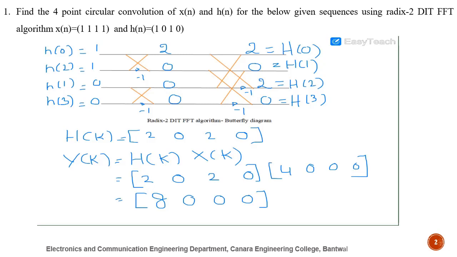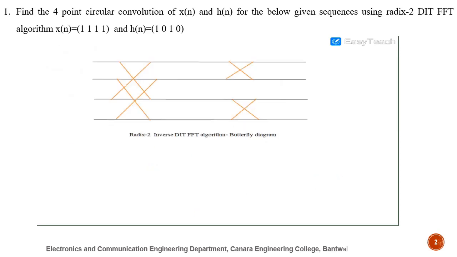Let me write the inverse DIT FFT butterfly diagram. So here I have the inverse DIT FFT butterfly diagram. So here I have Y of 0, no decimation. So Y of 1, Y of 2, Y of 3. And we have got this as 8, this as 0, 0, 0. So this is minus 1, this is also minus 1.